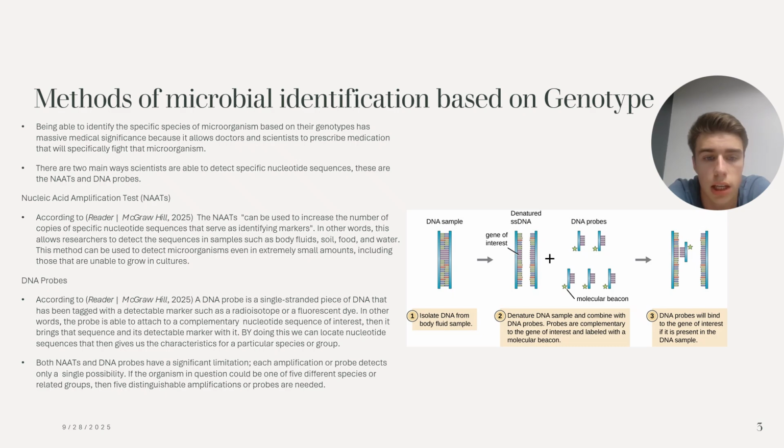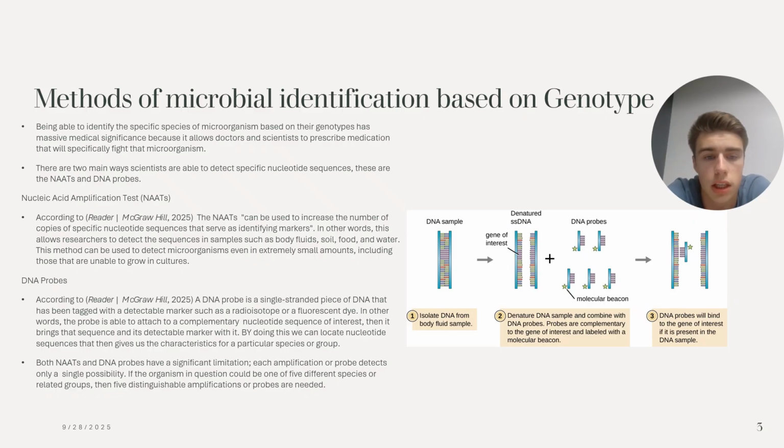DNA probes, according to the other source I provided: a DNA probe is a single-stranded piece of DNA that has been tagged with a detectable marker such as a radioisotope or a fluorescent dye. In other words, the probe is able to attach to a complementary nucleotide sequence of interest, then brings that sequence and its detectable marker with it. By doing this, we can locate nucleotide sequences that then give us the characteristics for a particular species or group.